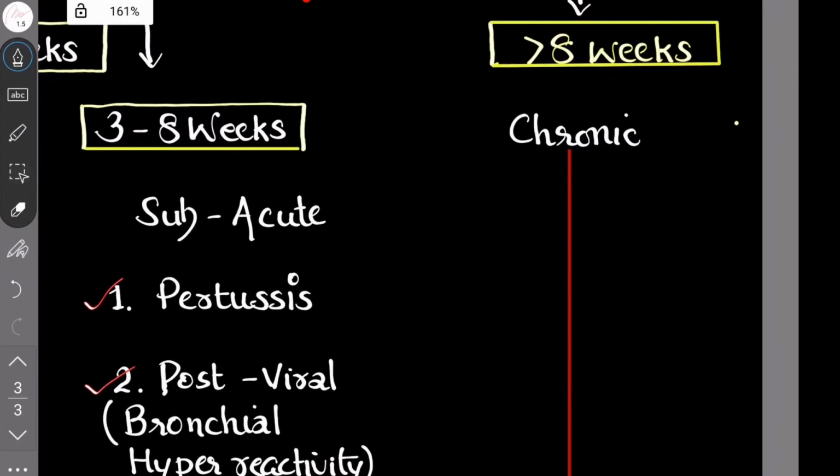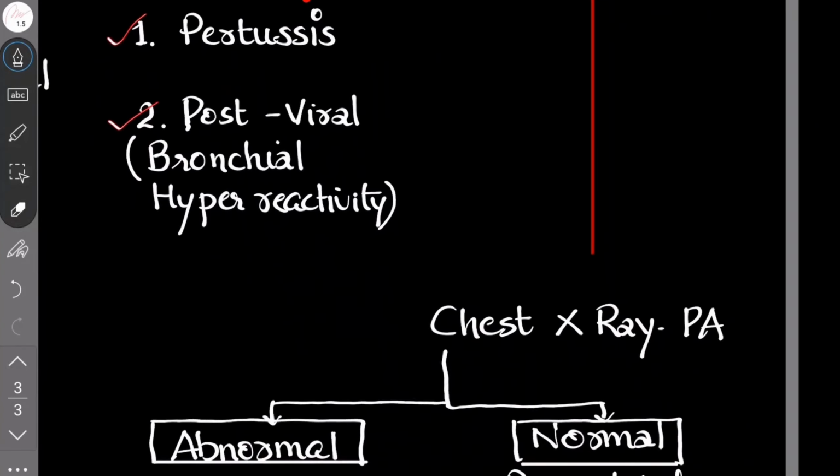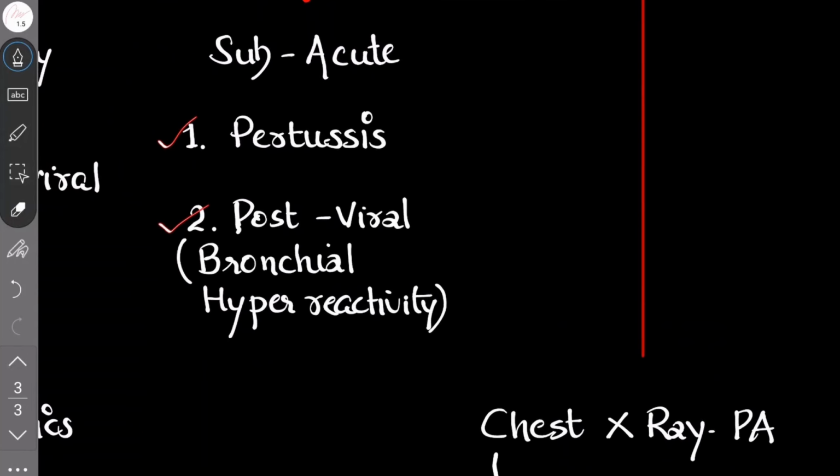Next, if the cough persists for more than 8 weeks, we call it a chronic cough. In chronic cough, you ask them to do a chest X-ray, because they have done many things to stop or treat it, but they have failed. You give a chest X-ray.